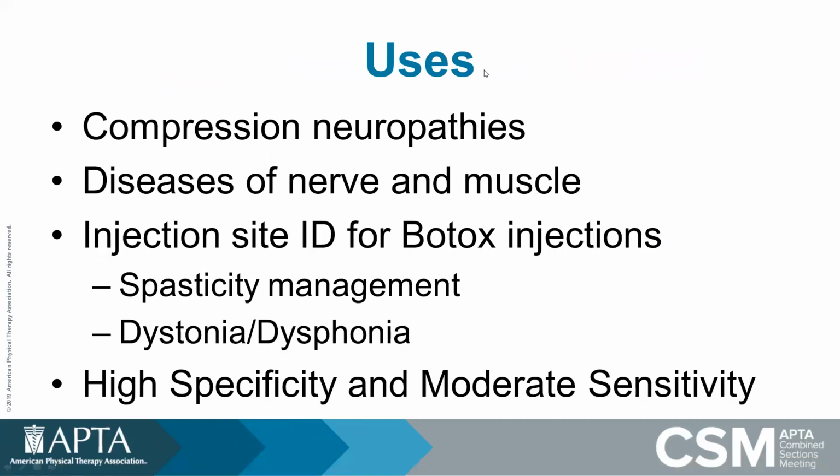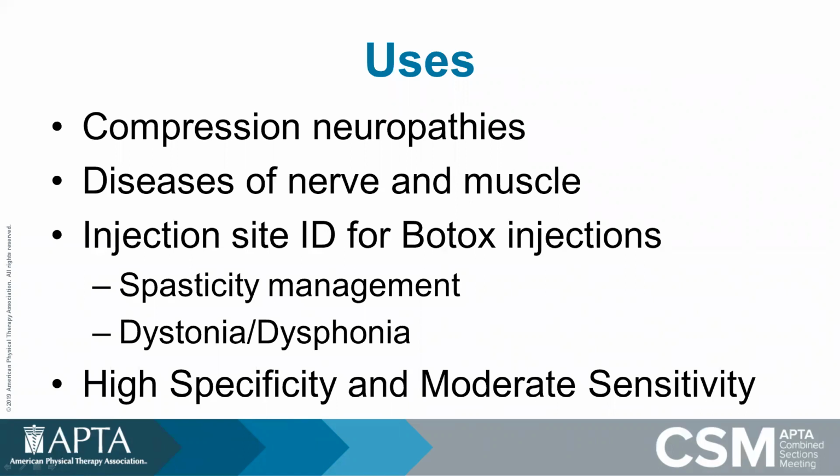So what do we look for? And what are the things that we typically use EMG for? We're looking for compressive neuropathies. We're looking for diseases of nerve and muscle. I don't know if anybody has been involved before in using it for Botox injections, et cetera, for spasticity.